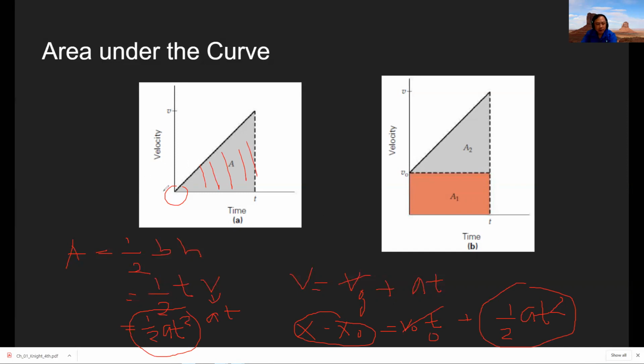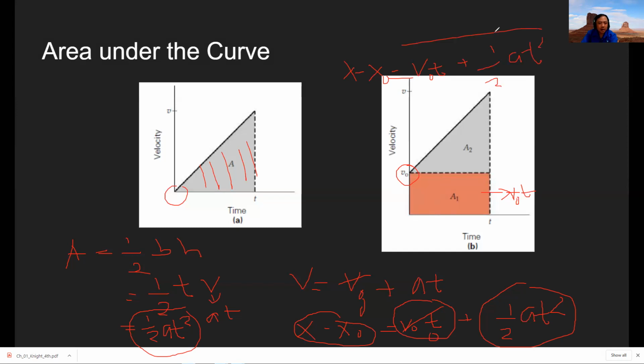And what if your v naught is not zero? It's non-zero in this graph. If it's non-zero, take note that there is another portion, which is the area of a rectangle, to be added to the area of the triangle. The area of a rectangle is base times height, so it's v naught times time. And have you noticed that it's v naught times time also here? So in this second figure, it will give you x minus x naught equal to v naught t plus 1/2 at squared, because your v naught is not zero.